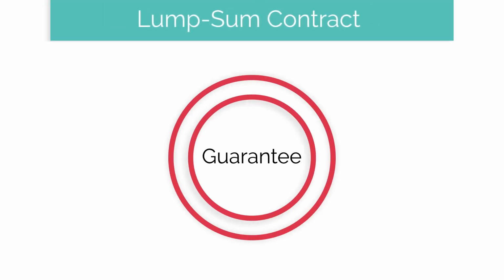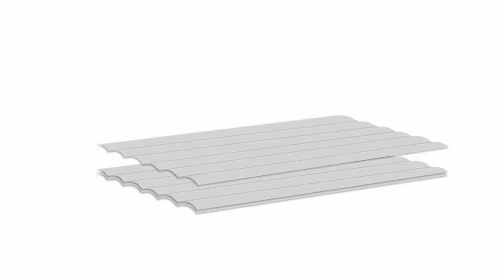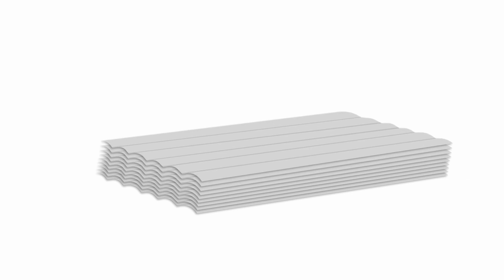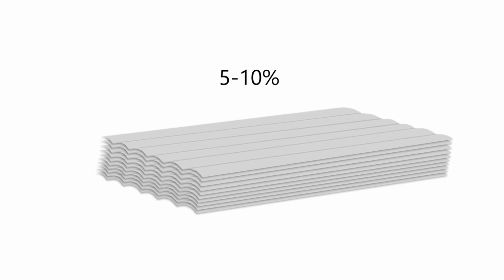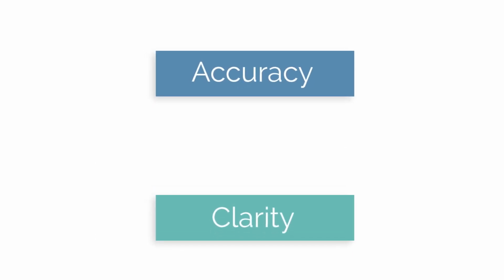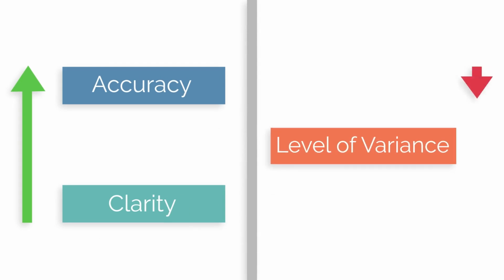Class 1 estimates have tendered rates. However, even if a lump sum contract has been developed, this cannot be guaranteed. For example, you might discover large amounts of asbestos or changes in design work are required. This is typically around 5 to 10%. We can now see that as the level of accuracy and clarity around a project increases, the level of variance or unknown decreases.